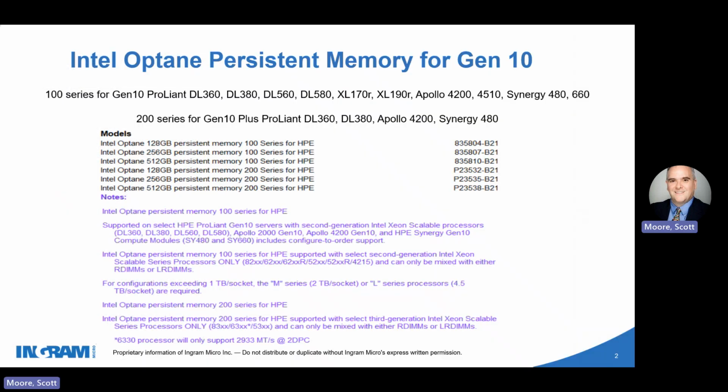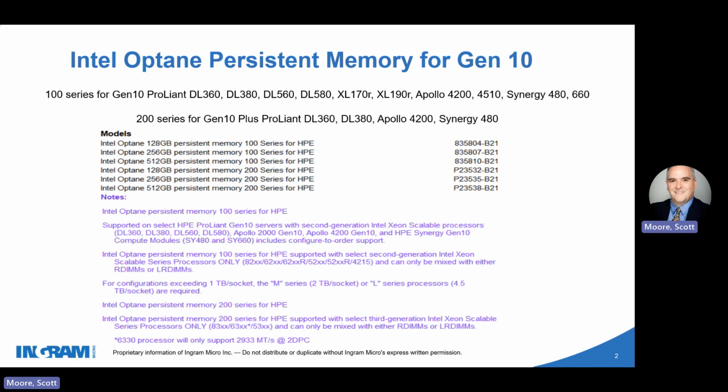Optane persistent memory is supported on the ProLiant, Apollo, and Synergy Generation 10 servers. There are two different families of Optane persistent memory, or PMEM, the 100 series and the 200 series. Those are tied to the type of processor used in the server. 100 series PMEM is for use in servers with second generation Intel scalable processors, the ones that have a 2 in the second numerical digit of the name, like Gold 6250. Those are the Intel-based Generation 10 servers.